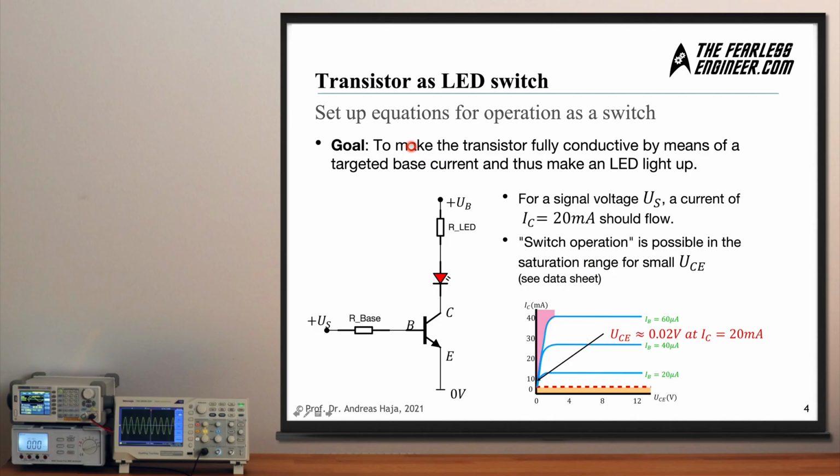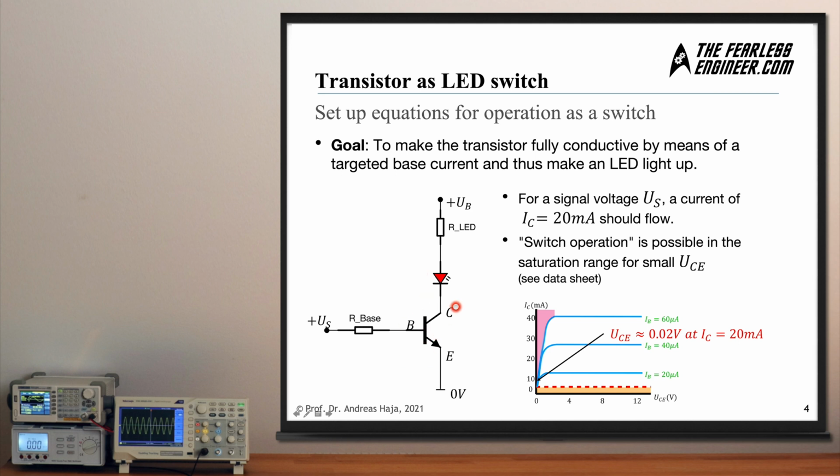Now firstly, our goal is to make the transistor fully conductive, and in order to do this we're going to use a carefully targeted base current which leads to a current flow through the collector, and this will make the LED light up. Here's the basic circuit which we have discussed previously. We have a supply voltage UB, we have a resistor which protects the LED from too much current. Here's the actual LED which we want to switch on and off.